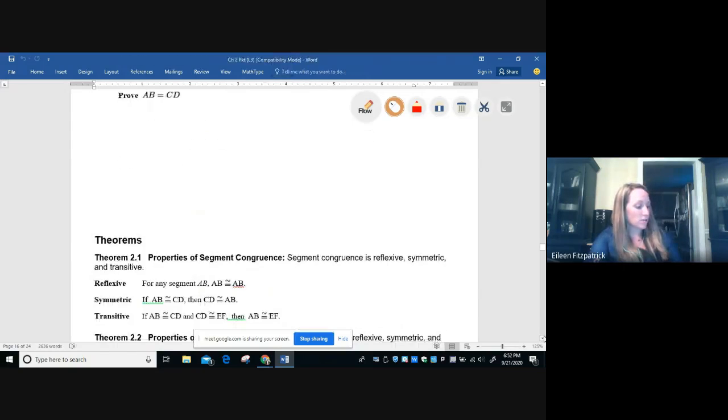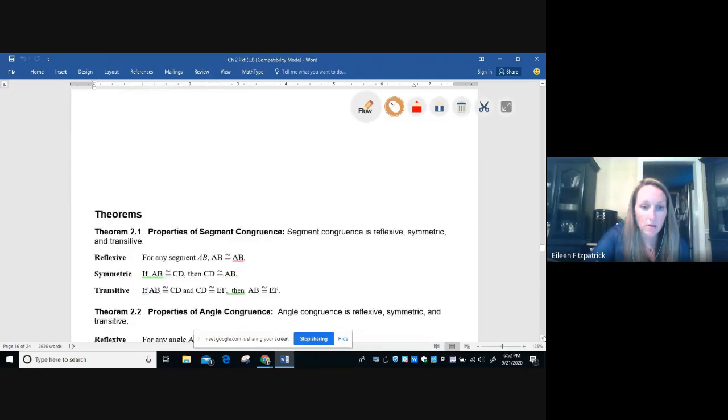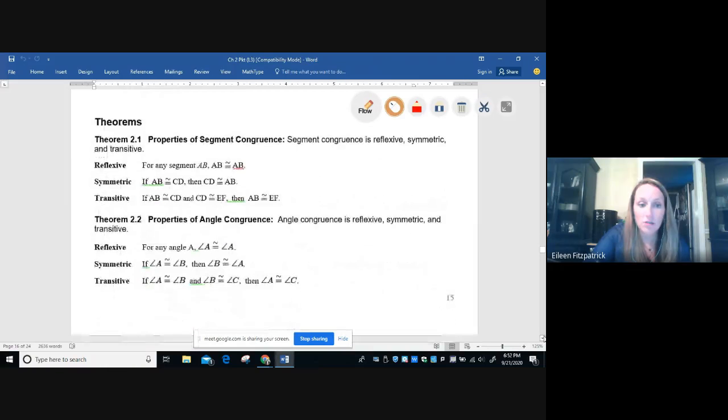All right, so there are some theorems here. It says properties of segment congruence and properties of angle congruence. So symmetric, transitive, reflexive, which we already talked about in terms of equality at the beginning. The properties basically look the same, but we're going to call it reflexive property of congruence, symmetric of congruence, transitive of congruence, just because we're using a congruency symbol and we're talking about either segments or angles.